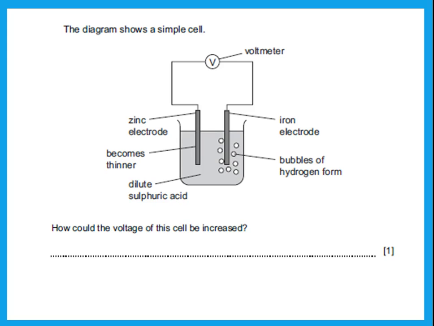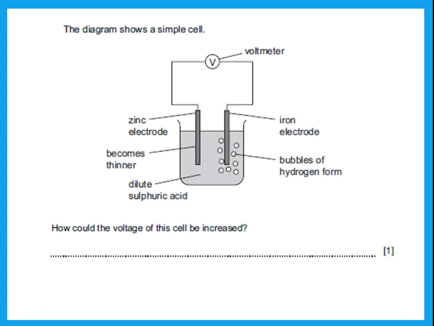Okay, now this is another sample question. We have a cell that has zinc and iron rods in dilute sulfuric acid. I know it's a cell because the zinc and the iron are connected only with a voltmeter. There is no battery in there. So what do we do here? He's asking, how could the voltage of this cell be increased?